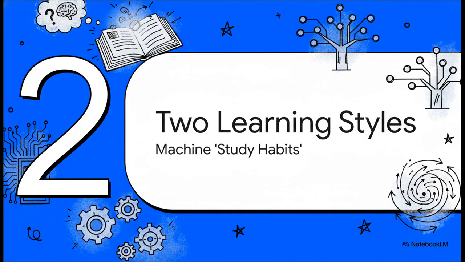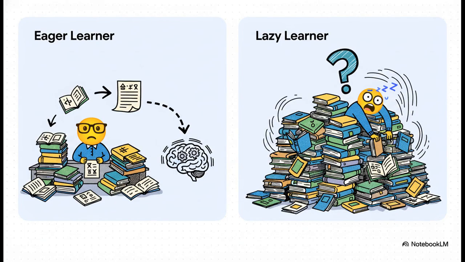Okay, so we've established that classifiers learn rules from data. That's the key. But do they all learn in the same way? Well, no, not really. It turns out, just like people, they have different study habits. Think of it like 2 students preparing for a test. On one hand, you have the eager learners. These are the students who study all semester, digest the material, and create a perfect little summary sheet. They do all the heavy lifting up front.